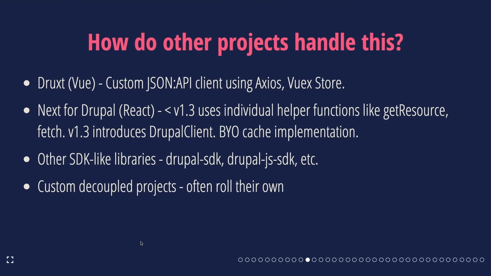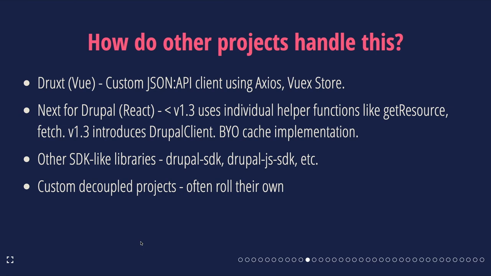So I looked at projects, some I was familiar with and some not, in the general Decoupled Drupal ecosystem to see how they handled it. There is Druxt, which is a Vue project, and it has its own custom JSON API client. It uses Axios to fetch data. It uses a Vuex store, which is a Vue state management solution. The Next for Drupal project, which you may be familiar with, and there's certainly been a lot of talk about this week, just had a major release, 1.3, with some pretty substantial changes.